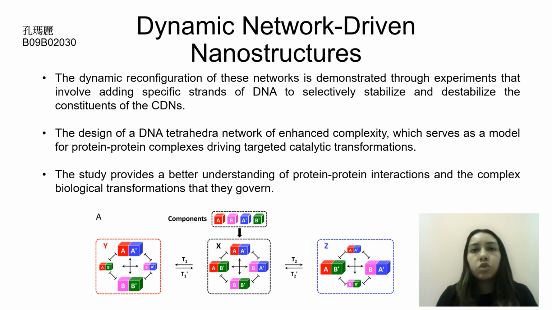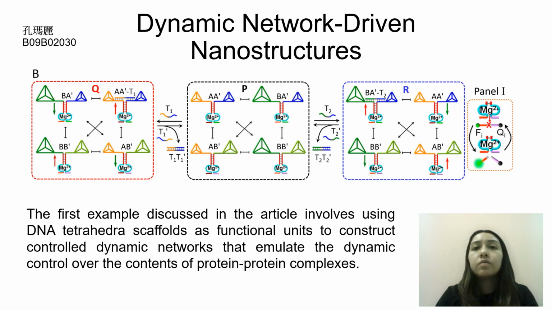Just as mentioned before, this article discusses two different experiments in the dynamic network driving nanostructures, and they mentioned these four components used: A, B, A prime, and B prime. The first example discussed in the article involves using DNA tetrahedra scaffolds as functional units to construct constitutional dynamic networks that emulate the dynamic control over the contents of protein-protein complexes.